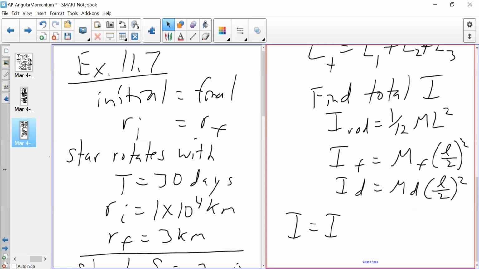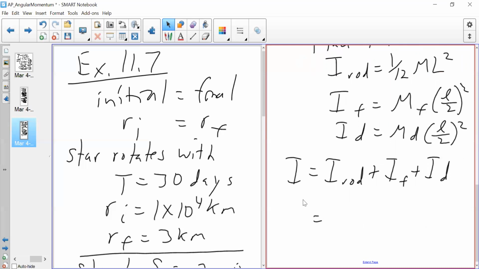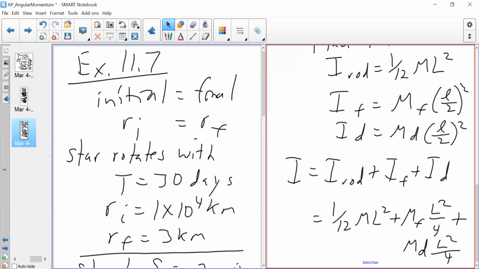And so I have the rod, the father, and the daughter. 1/12 ml squared plus the father's m L squared over 4. And then the daughter plus m L squared over 4. And then multiply that by omega. That's going to give you your total angular momentum.